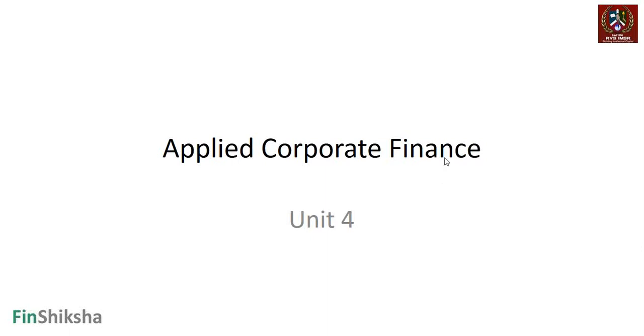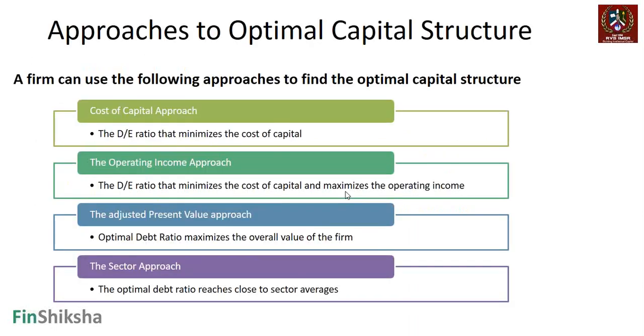In this video, we're going to continue with our discussion on what are the various methods of arriving at an optimal capital structure for a firm. And then we will look at what is the basic difference between the first approach that we have seen and the second approach that we're going to look at now. So we've already seen the cost of capital approach, which is that we come up with the debt to equity ratio that minimizes the cost of capital.